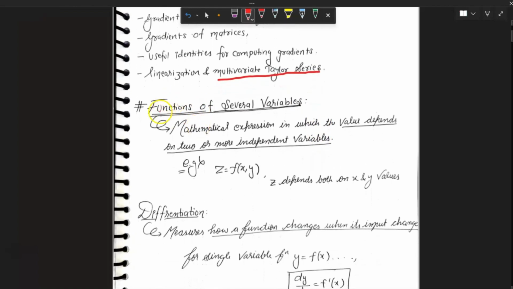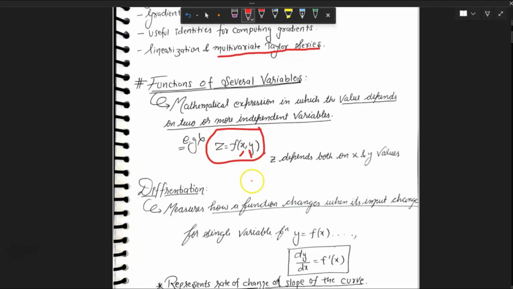Now moving to the first topic, that is function of several variables. What does function of several variables mean? As the name suggests, it is a function which contains several variables. For example, a function containing the variables x and y, there are two variables x and y, so it is a function containing several variables.